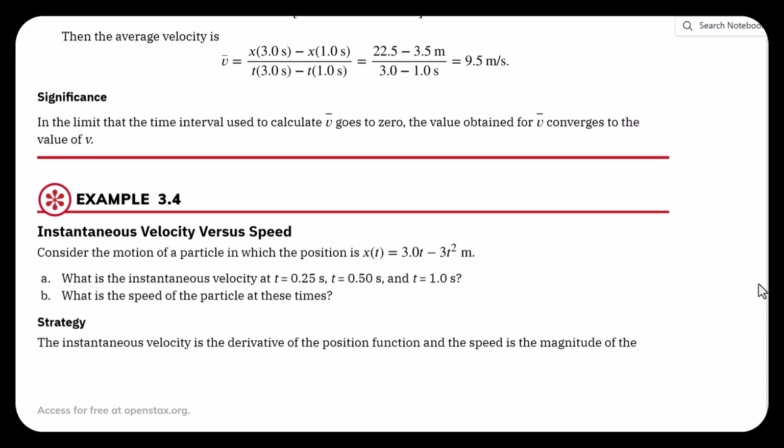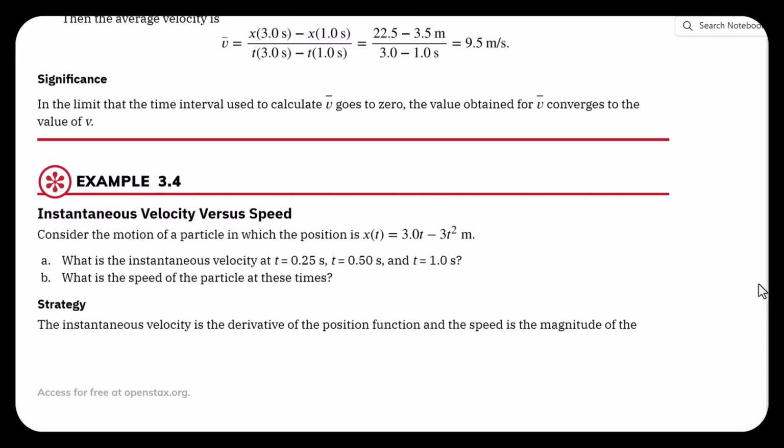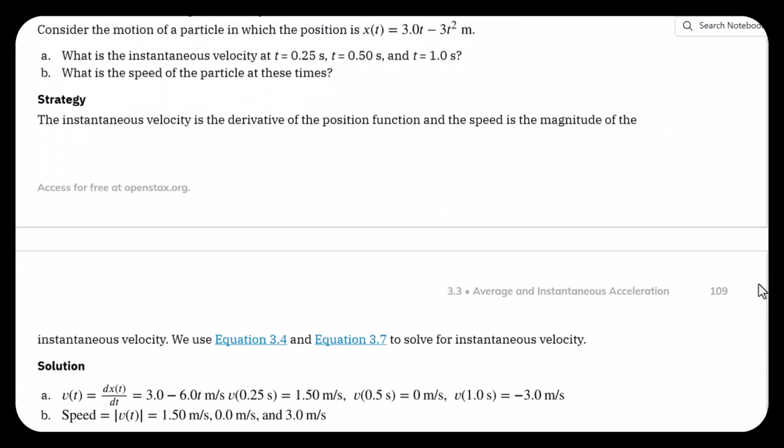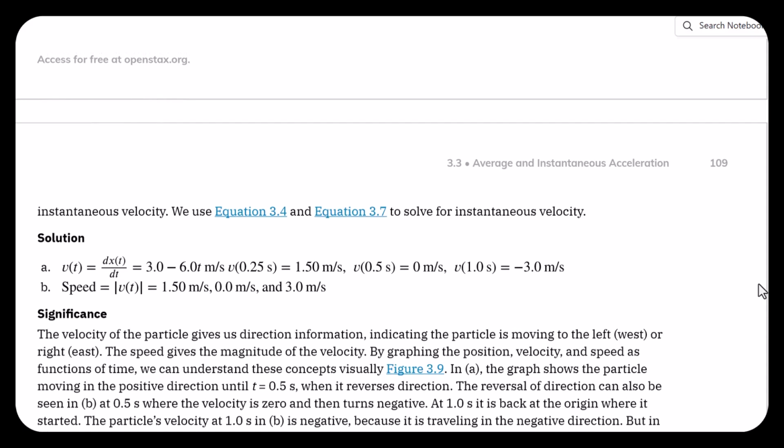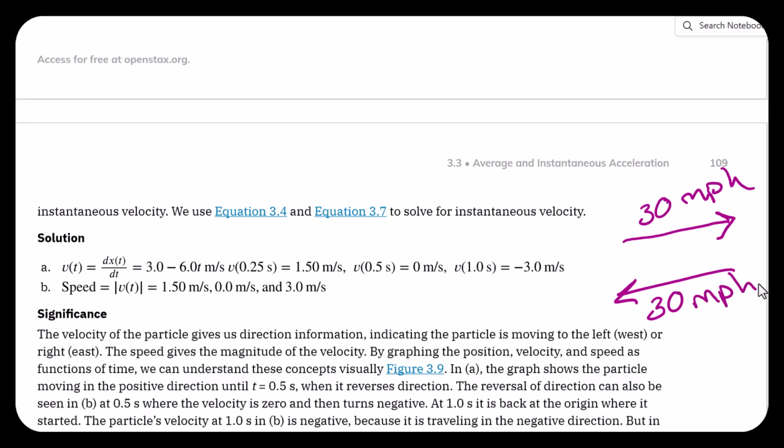This is the speed of the particle at these times. That's interesting. Okay, so this is again going to be the same thing. We're going to take the derivative, and then since it's asking for the speed, consider this: whenever I'm driving in my car and I'm going this way, my odometer says 30 miles an hour. And if I'm going this way, my odometer still says 30 miles an hour. My speed is 30 miles an hour. It's not like it says negative 30 miles an hour if I'm going the other way down the highway. So it's just a physics dorky vocabulary thing.